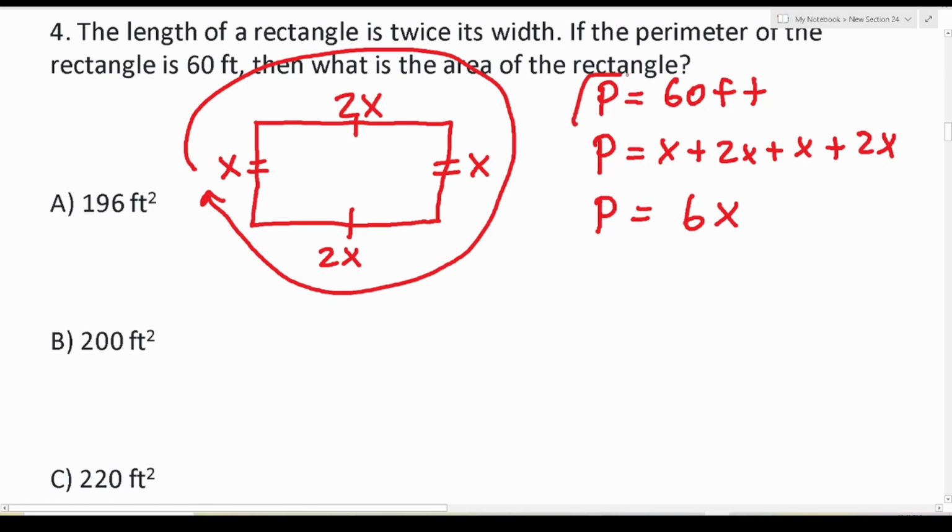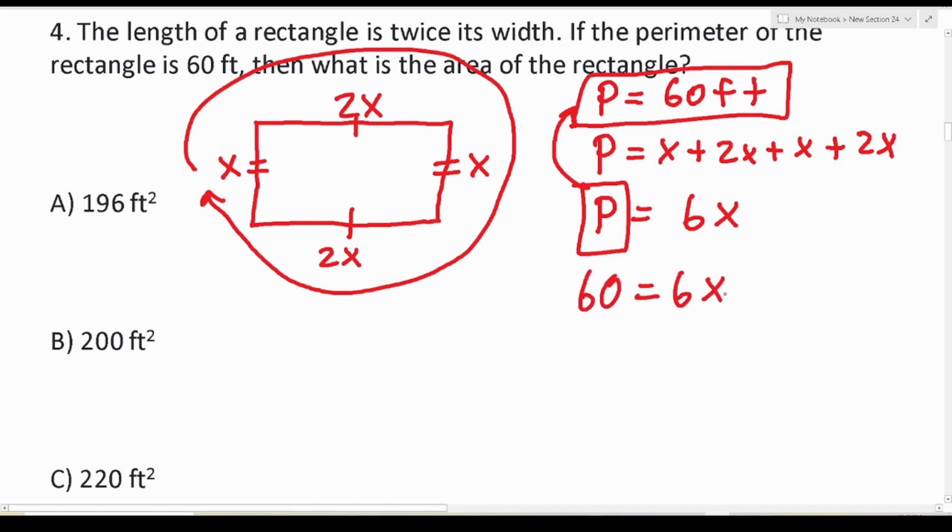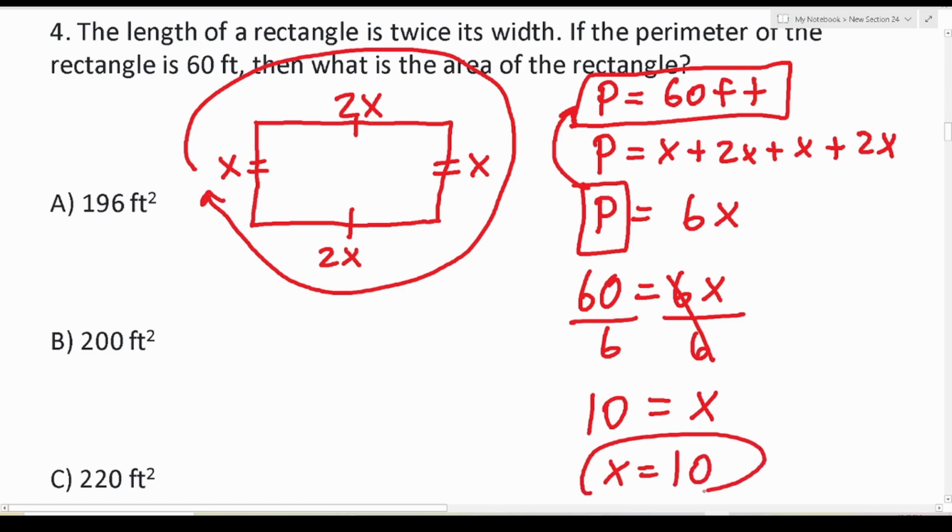And again, we know what P is. The problem told us the perimeter, or P, is 60 feet. So instead of having P here, let's replace that with this 60 feet. So 60 equals 6x. To solve for x now, we just divide by 6. This crosses out here, giving us x equals 60 divided by 6, which is just 10. And in math, it's customary to write the variable for which you solved on the left. So this says x equals 10.